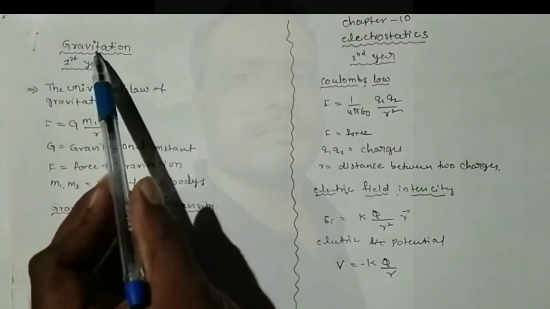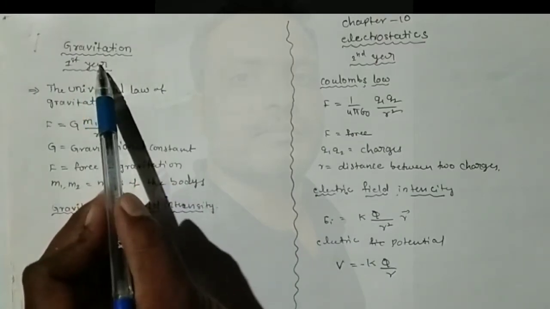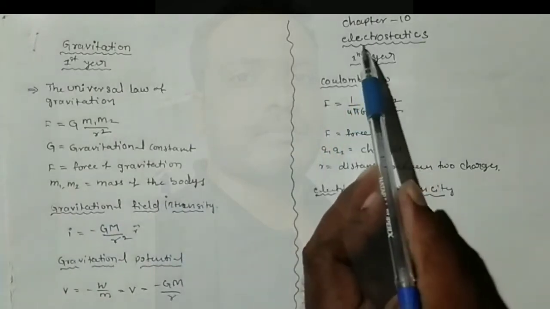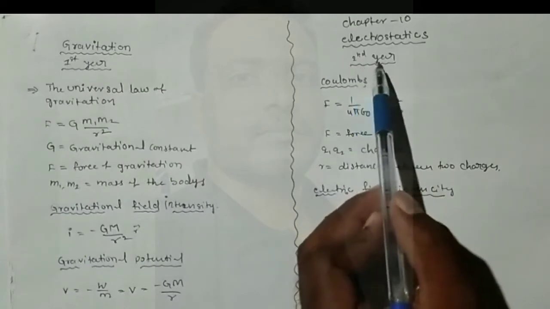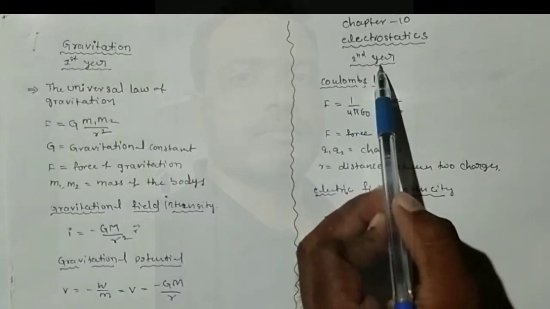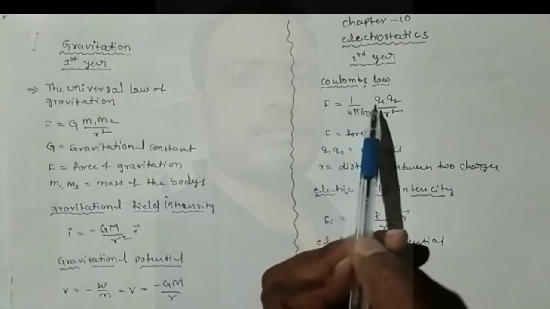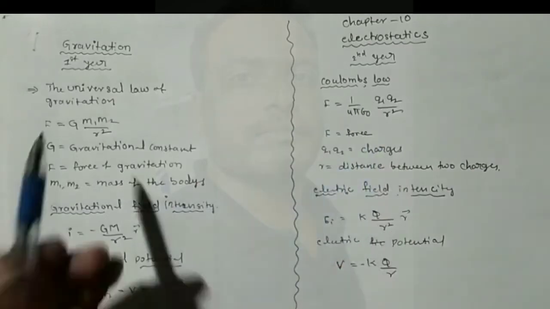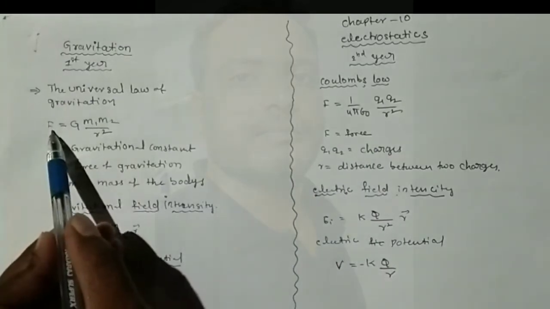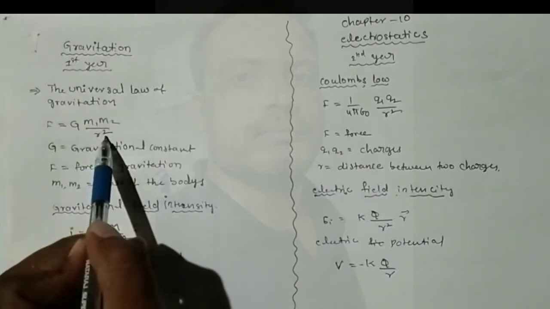One is gravitation, which belongs to first year. And the second chapter is electrostatics, which belongs to the second year. Both are different years' chapters, but these two chapters have the same formulas. For example, gravitational force F is equal to capital G m1 m2 by r square.